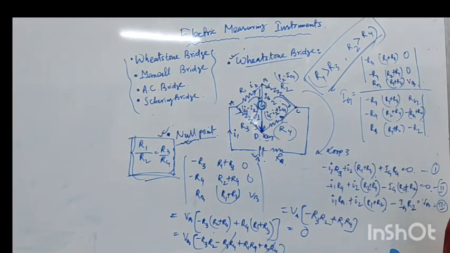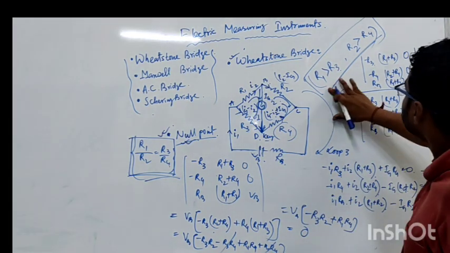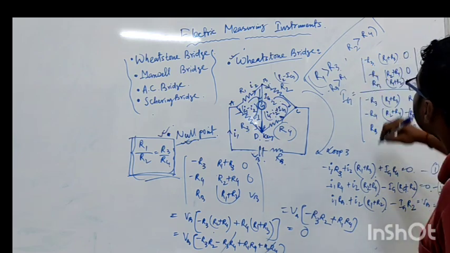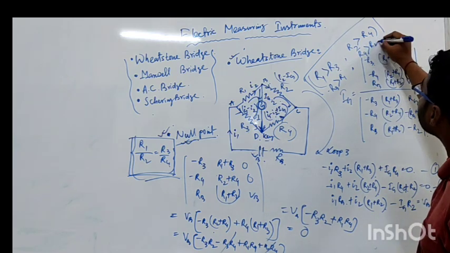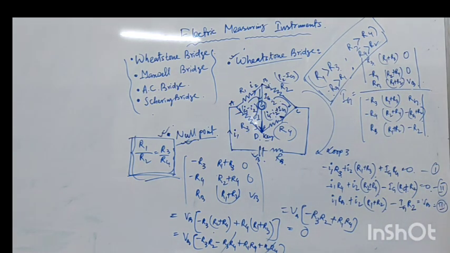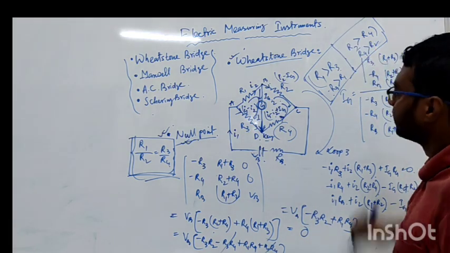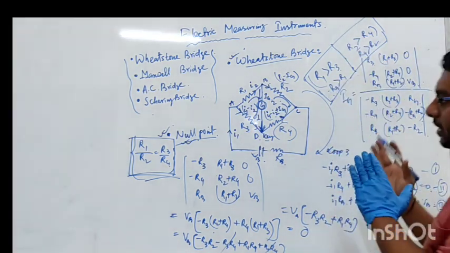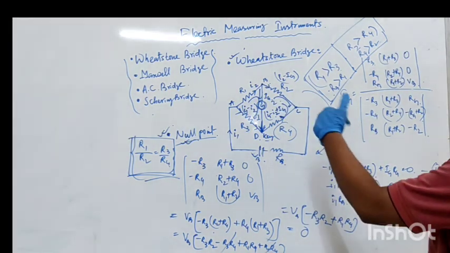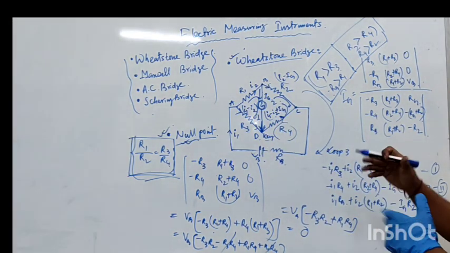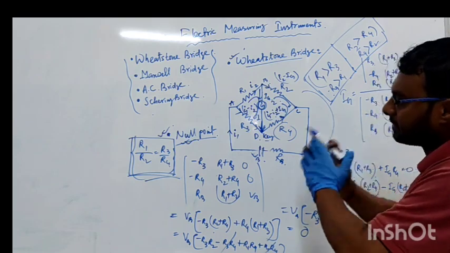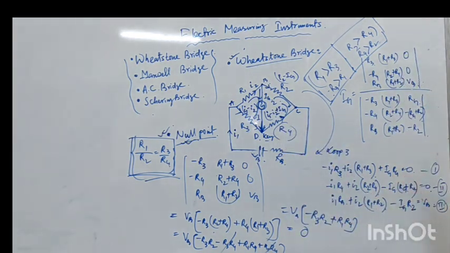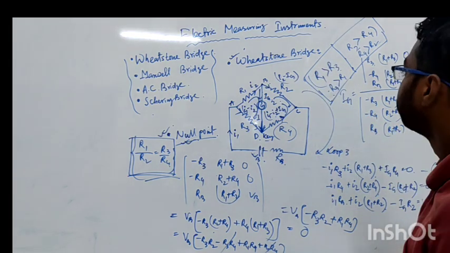That means if we reverse this condition, that also will be valid. If R3 is greater than R1 and R4 is also greater than R2, at these two conditions, we can get better sensitivity of this Wheatstone bridge. So the resistance inside the galvanometer should be attached, with one end attached to the higher resistance junction and the other end attached to the low resistance junction point. That is the sensitivity of the Wheatstone bridge.